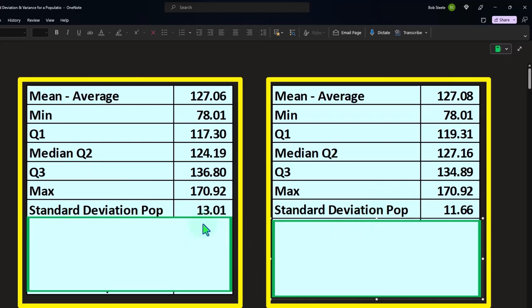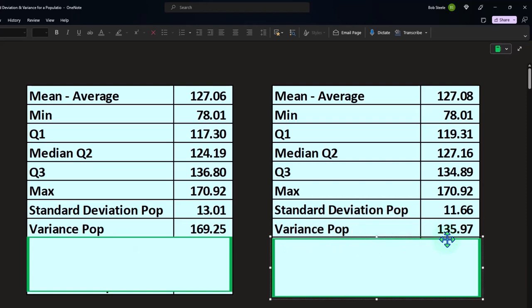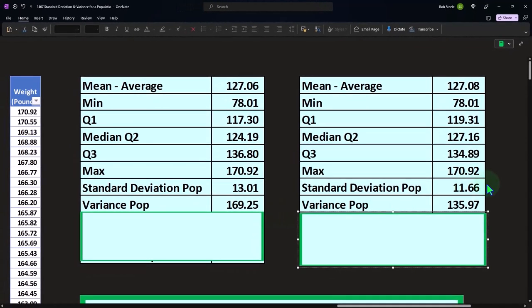So now I've got a 1301 versus 1166, which gives us an idea of the spread, which we might not have gotten when looking at just these numbers up top, right? These might not have given me as much of a sense of more spread in the data. And same with the variance, right? 135.97 versus 169.25, another kind of measure of the spread. And that should give us an indication that there's possibly something more going on than I would have picked up with just the first numbers up top with regard to the spread of the data.